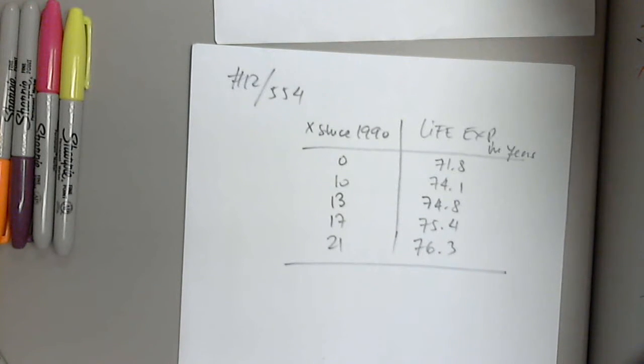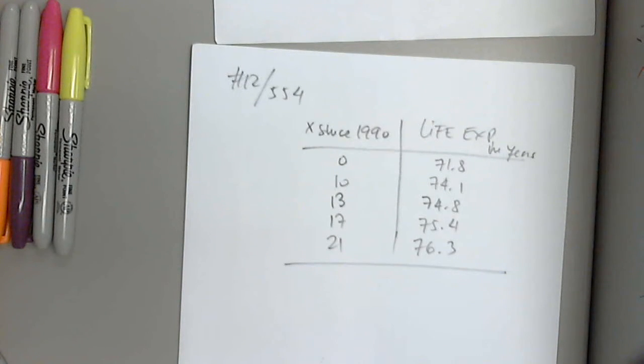okay, so let's go to stat, edit is already highlighted, press enter. List L1 consists of 0, enter, 10, enter, 13, 17, and 21. Move to list 2: 71.8, 74.1, 74.8, 75.4, 76.3.